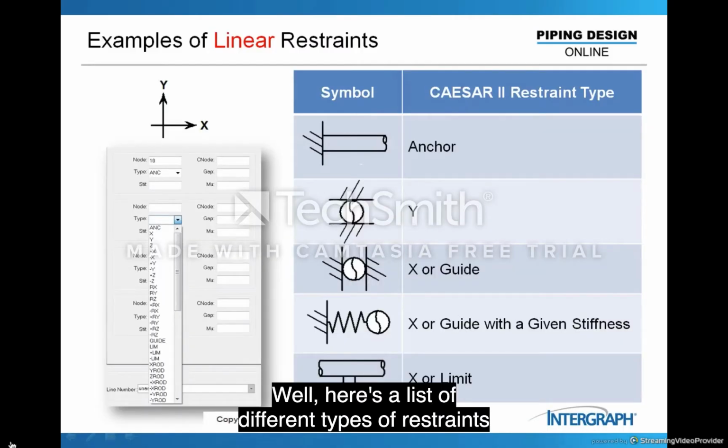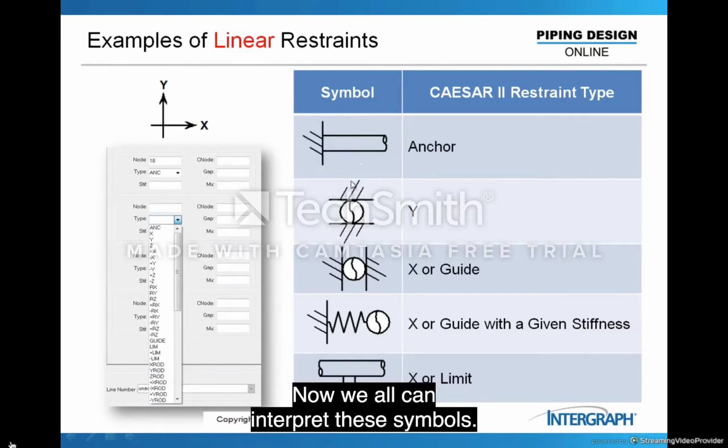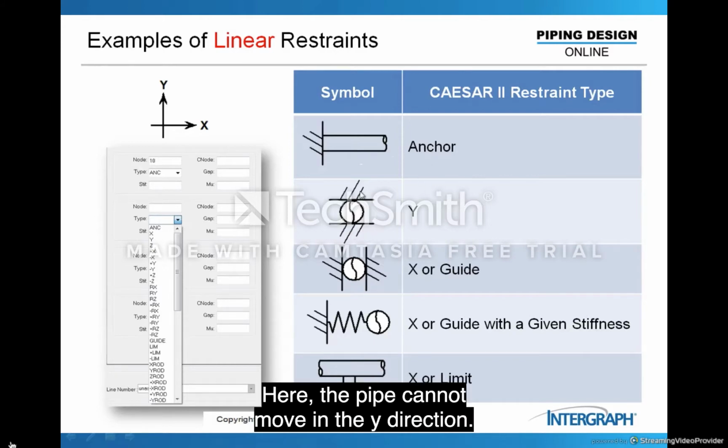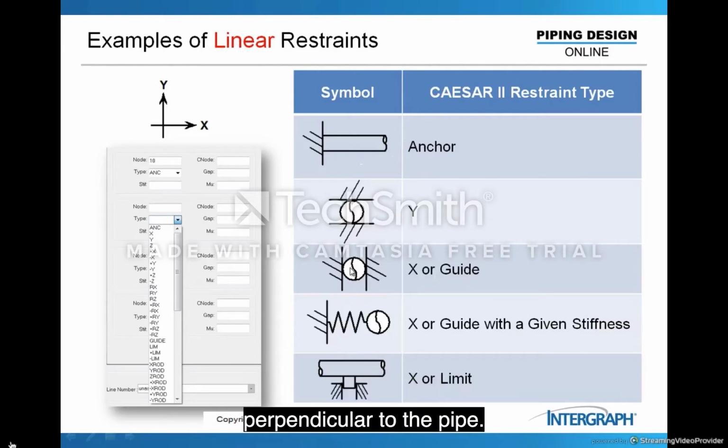Well, here's a list of different types of restraints that we have in Caesar 2. Here I'm showing symbols. Now we all can interpret these symbols. This is my symbol for Earth. I can't move Earth. It's connected to the pipe. That's an anchor. All 6 degrees of freedom can't move. Here the pipe cannot move in the y direction. Here the pipe cannot move in the horizontal direction perpendicular to the pipe. These are all linear restraints.